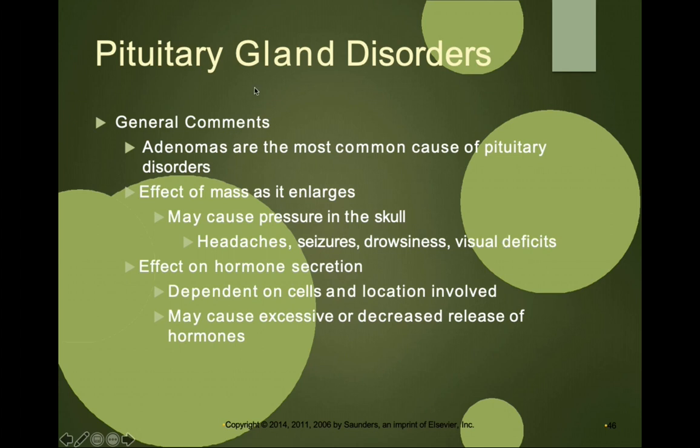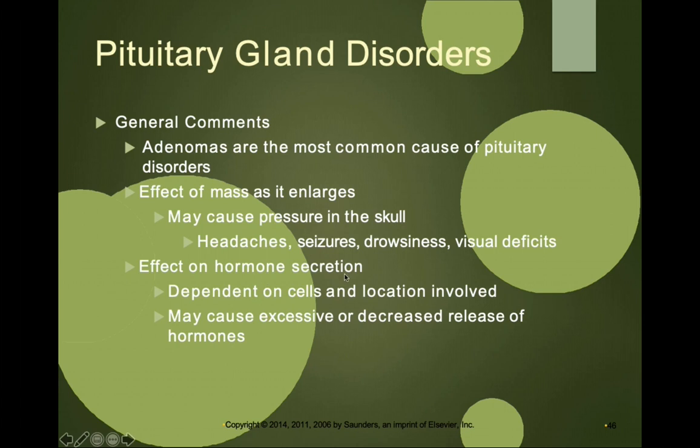When you look at the pituitary gland, it sits right next to the optic chiasm, where both optic nerves crisscross, where that sella turcica is. So if the pituitary gland enlarges and puts pressure on the optic nerves, there'll be visual deficits.